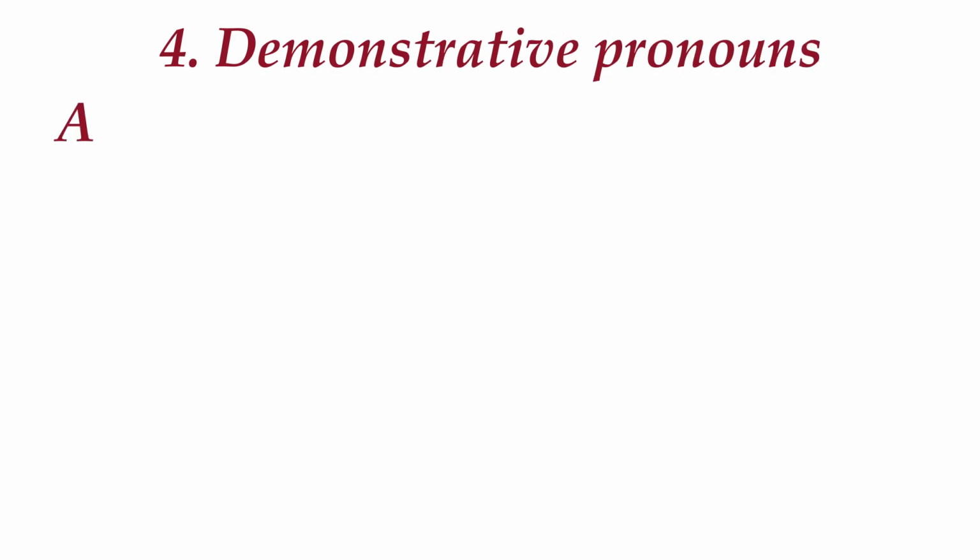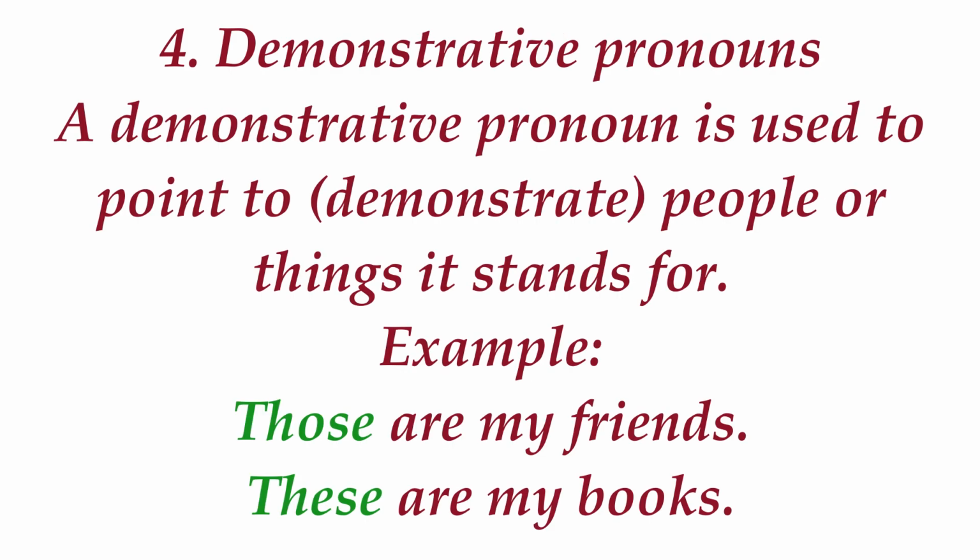The next type is demonstrative pronouns. A demonstrative pronoun is used to point to, demonstrate, people or things it stands for. For example, those are my friends. These are my books. You're pointing out.